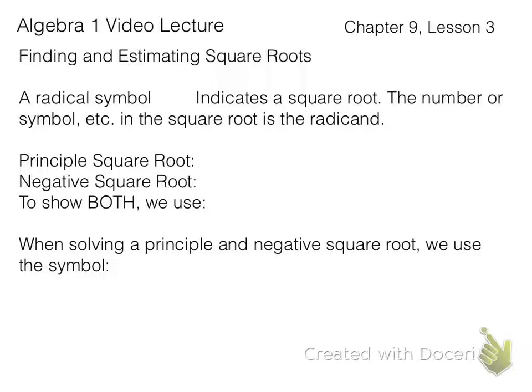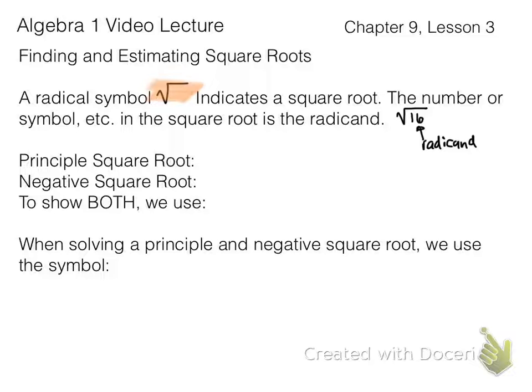Good morning. This recording is for Algebra 1, Chapter 9, Lesson 3, Finding and Estimating Square Roots. So, a lot of you are semi-familiar with square roots. They look like this symbol here, and it is what we also call a radical symbol, and it indicates a square root. Square roots are basically the opposite of squares, okay? So a square would be like some number to the second power, okay?